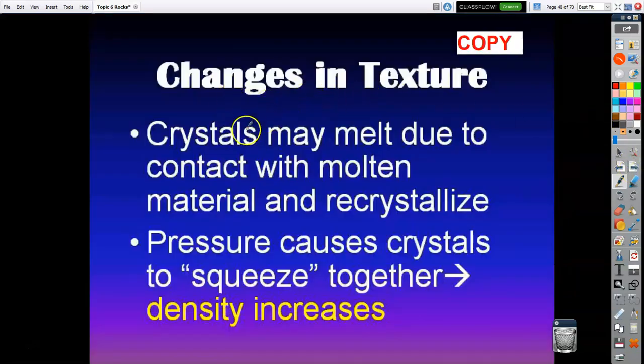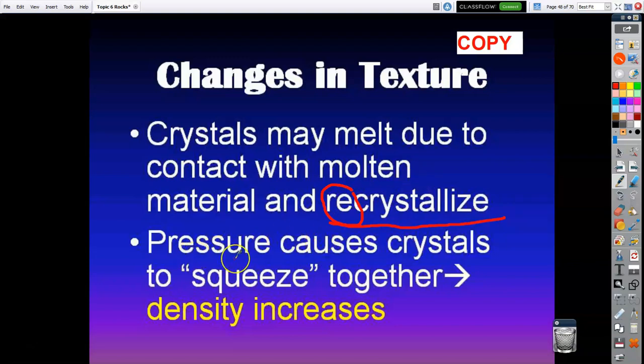It says here changes in texture. So again, when a rock is hit with magma or lava, the crystals will melt down. So it says crystals may melt due to contact with molten material and then recrystallize, right? Re means to do it again. So you're going to take a previous rock, hit it with magma, hit it with lava, the crystals will melt back down and then recrystallize.